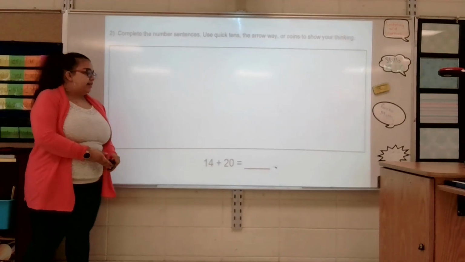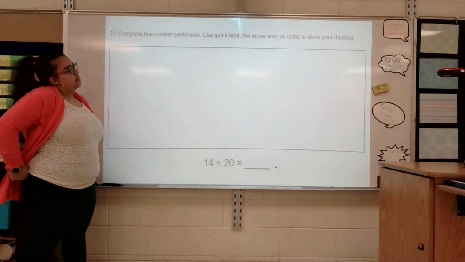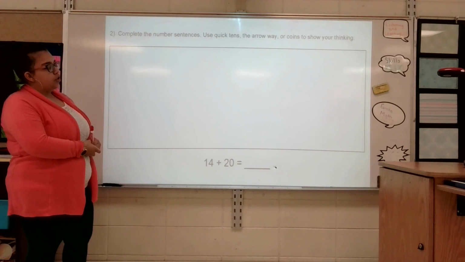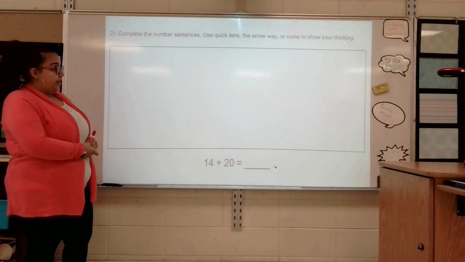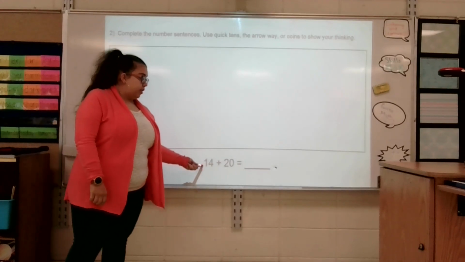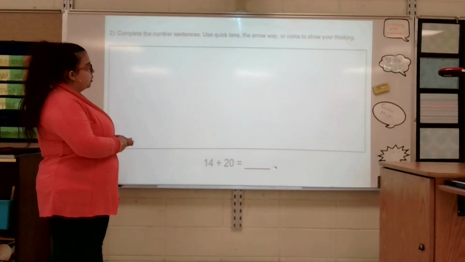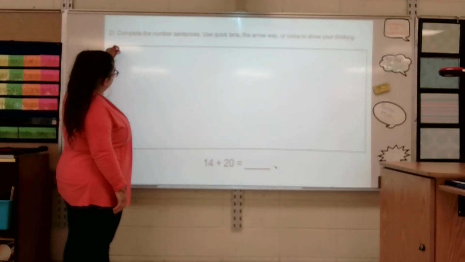Okay? All right, last one. This problem says, complete the number sentences. Well, I only have one of them here. Use quick tens, the arrow way, or coins to show your thinking. So what I'm going to model for you is all of them using the same problem. 14 plus 20 is equal to blank. So first we're going to use the quick tens.